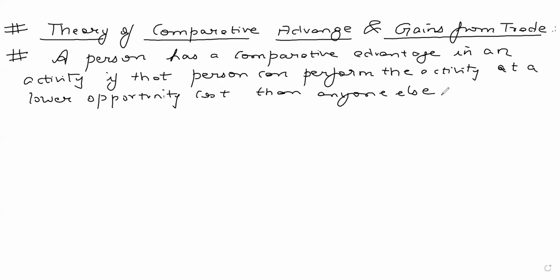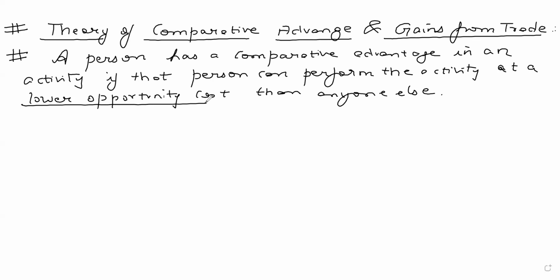We are going to come to the economy, but first let's talk about one person. A person is said to have a comparative advantage in any activity if the person can perform that given activity at a lower opportunity cost than anyone else. Now recall, we had done the concept of opportunity cost. It is the value of the next best alternative foregone. This is the definition of comparative advantage.